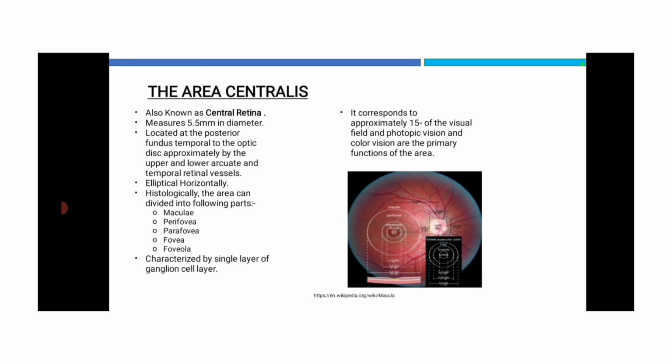It corresponds to approximately 15 degrees of the visual field and is primarily responsible for photopic vision, that is, vision under well-lit conditions. It is also crucial for color vision, making it essential for detailed and sharp visual perception. In the upcoming slides, we will know why the area centralis is responsible for color vision and sharp visual perception.